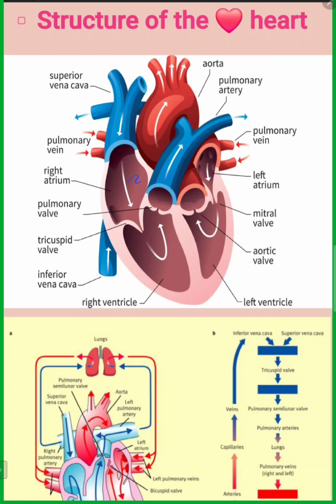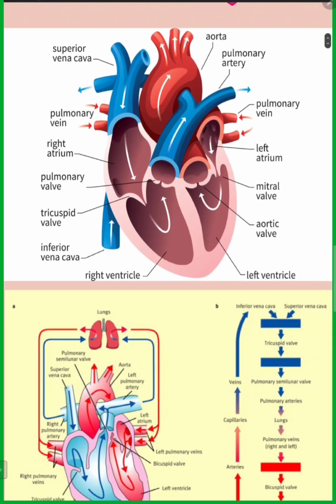In between the right atrium and right ventricle, there is a tricuspid valve, and in between the left atrium and left ventricle, there is a bicuspid valve. It is also known as the mitral valve. Inside the pulmonary artery and aorta, semilunar valves are present. Let's see how the heart pumps blood.